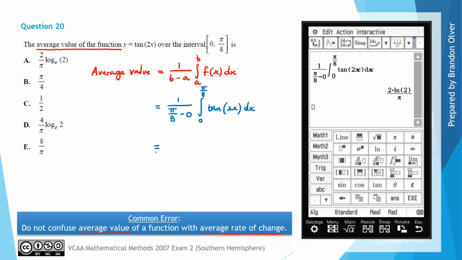So the CAS calculator gave 2 ln of 2 over pi, which is the same as 2 divided by pi times ln of 2. And ln is just representing log e, so log e of 2 is how we can write that. So that makes option A the correct answer for this question.